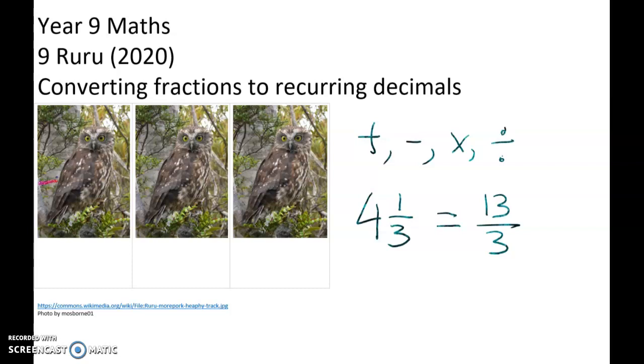We're going to do some easy examples first, and then it's going to get a little bit harder, and at the end there'll be a Dr. Frost worksheet to go with what I've done in this video. So let's start off by looking at how we convert fractions to non-recurring decimals.